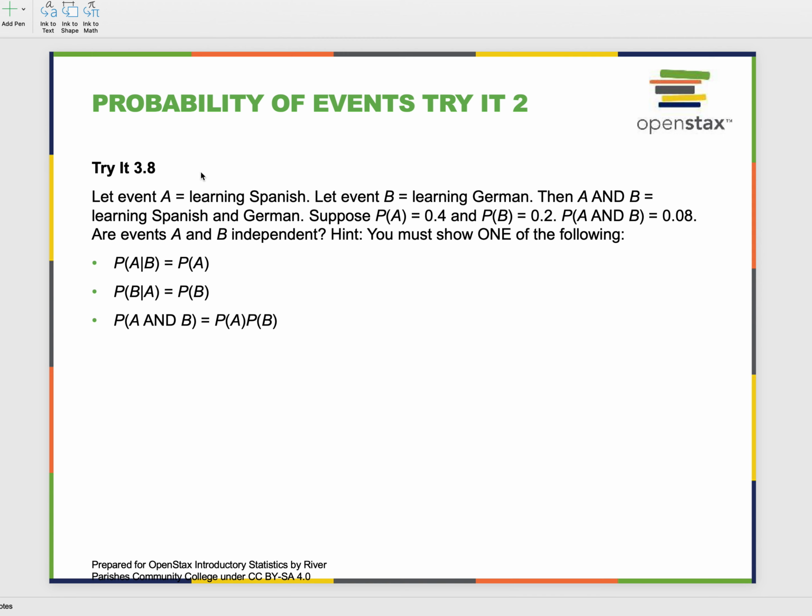And here's what they say. Suppose the probability of a student taking Spanish is 0.4, and the probability of a student taking German is 0.2. The probability of A and B is 0.08. Are the events A and B independent? Well, what if I multiply 0.4 times 0.2?